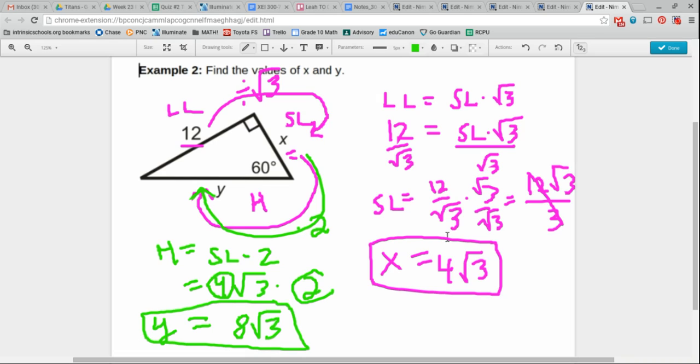So this is the most complicated question that you will get, when you have a number given for the long leg and you have to find the short leg and then multiply to find your hypotenuse.